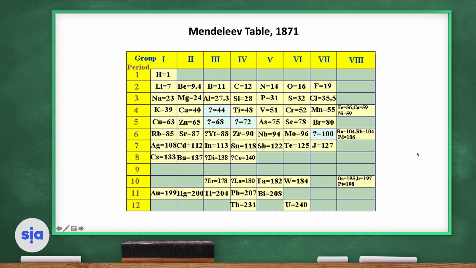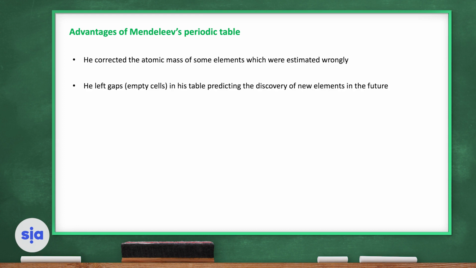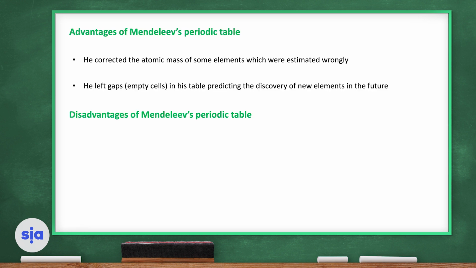What did he use to classify or to sort elements? Atomic mass. Don't forget. But what are the advantages of Mendeleev's periodic table? He corrected the atomic mass of some elements which were estimated wrongly. He left gaps. If you see this table, he left gaps for unknown and undiscovered elements in the future.